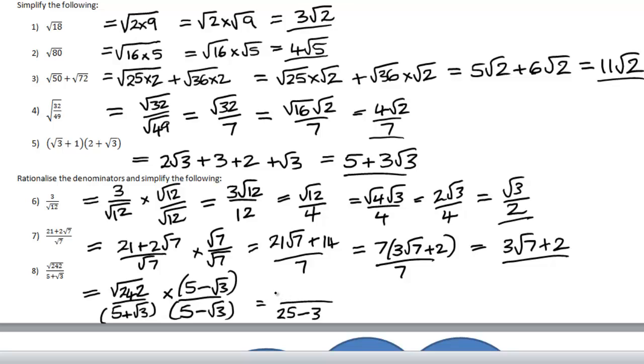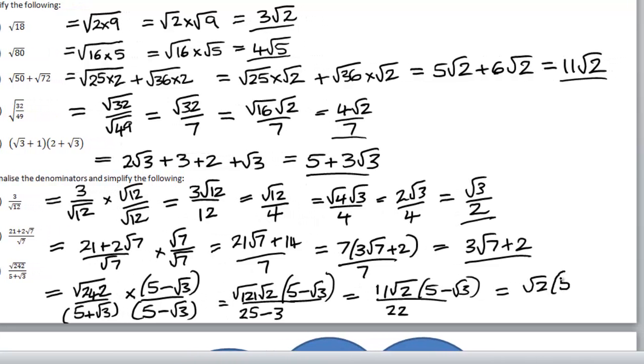On the top, well, let's simplify the root 242. That's root 121 multiplied by root 2. I'll leave that multiplier in brackets for the moment, because I can simplify the other parts. 11 root 2 lots of 5 minus root 3. On the bottom, 25 take away 3 is 22. So what I will get is root 2 lots of 5 minus root 3 over 2. And that's got a rational denominator, and there is no real point in expanding that further.